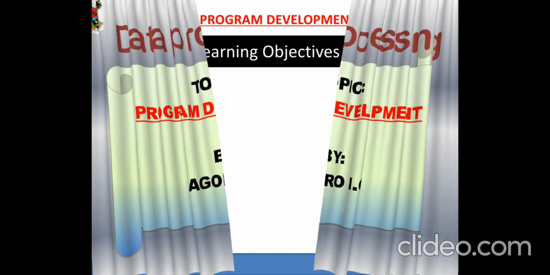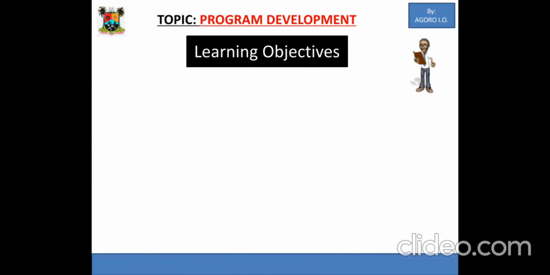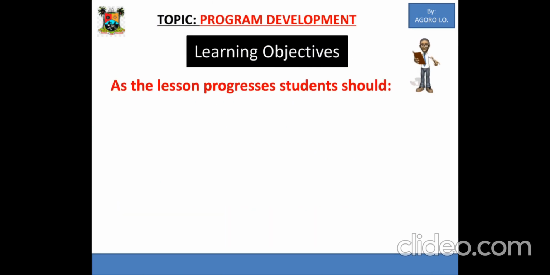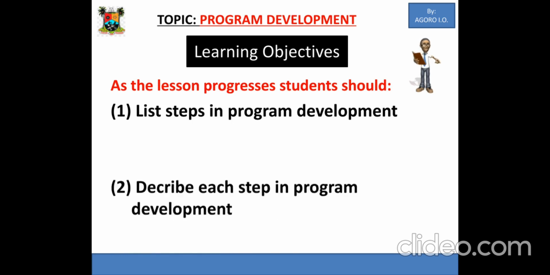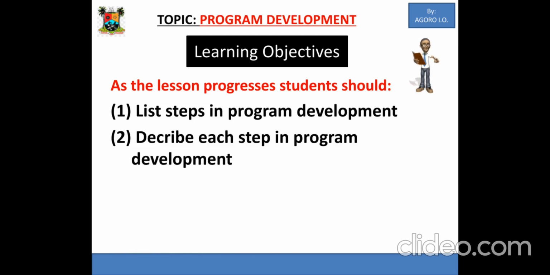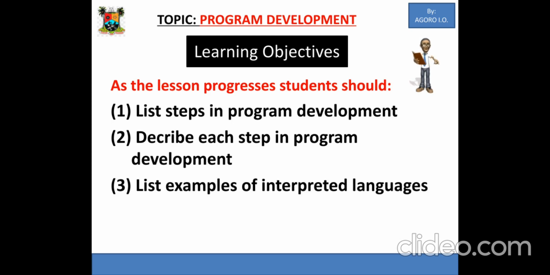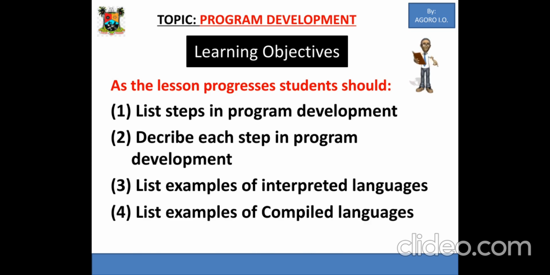Now let us look at the learning objectives. What are the objectives of this lesson? As the lesson progresses, students should list steps in program development, describe each step in program development, list examples of interpreted languages, and list examples of compiled languages.